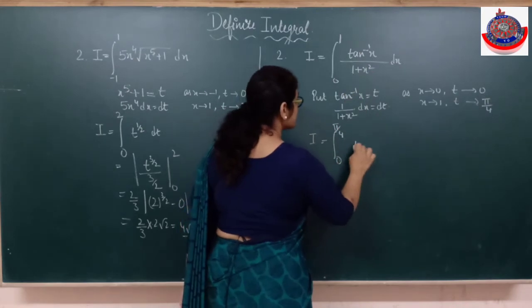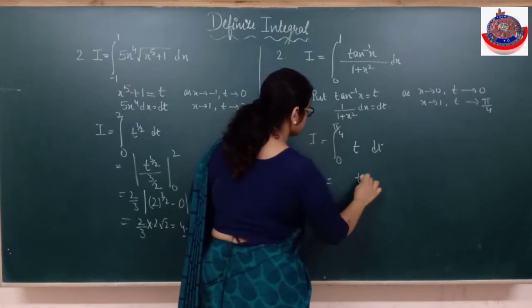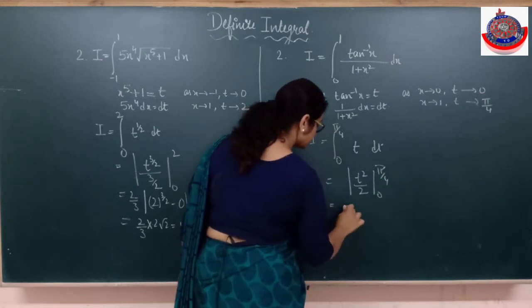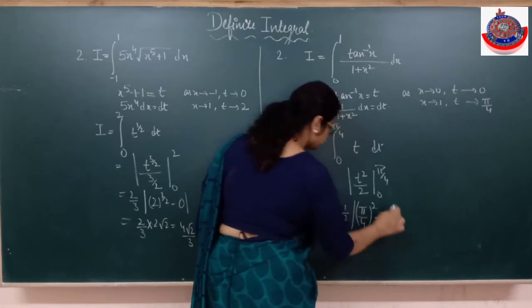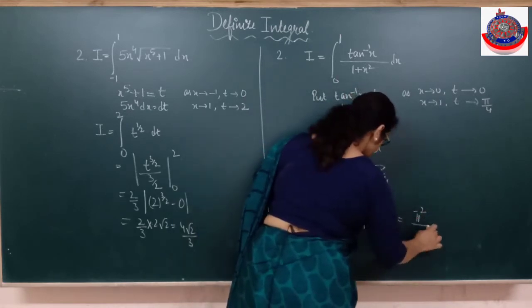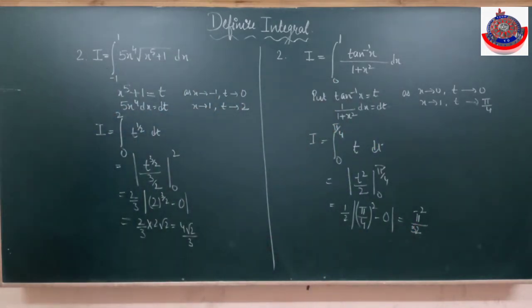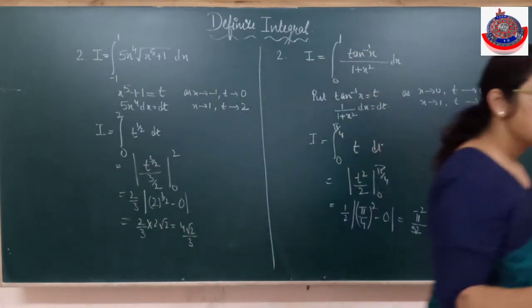This has become t. 1 upon 1 plus x squared into dx is dt. So integrate. Constant out. Zero. So it becomes pi squared by 16 into 2, 32. Is it clear to everyone? Nothing new. The only thing is that you just have to be careful what to substitute. And when you are substituting, you have to change the limit. That is very, very important.